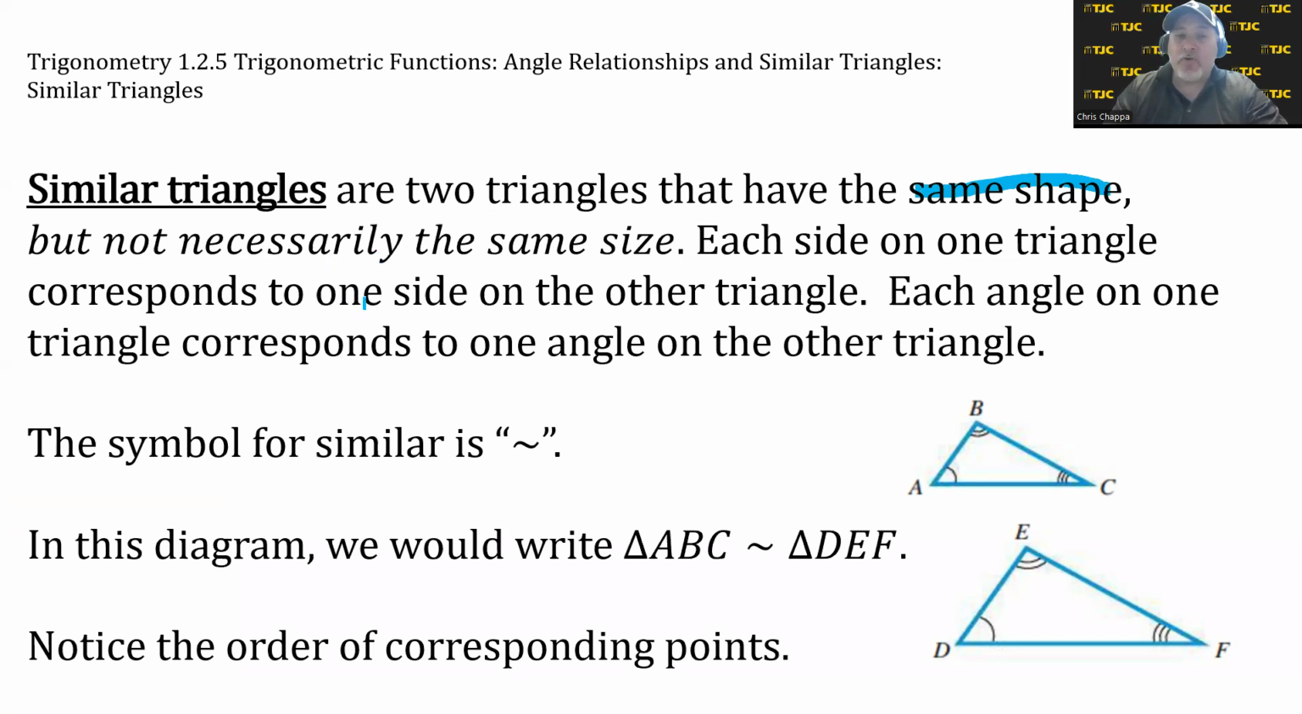Each side on one triangle corresponds to one side on the other triangle. Each angle on one triangle corresponds to one angle on the other triangle. So we have the correspondence just like in congruent triangles. The symbol for similar is this tilde symbol, the little wavy sign. You might recognize it as the top part of the congruent symbol. It's not a coincidence. In this diagram, we would write triangle ABC is similar to triangle DEF. And again, notice the order of corresponding points.